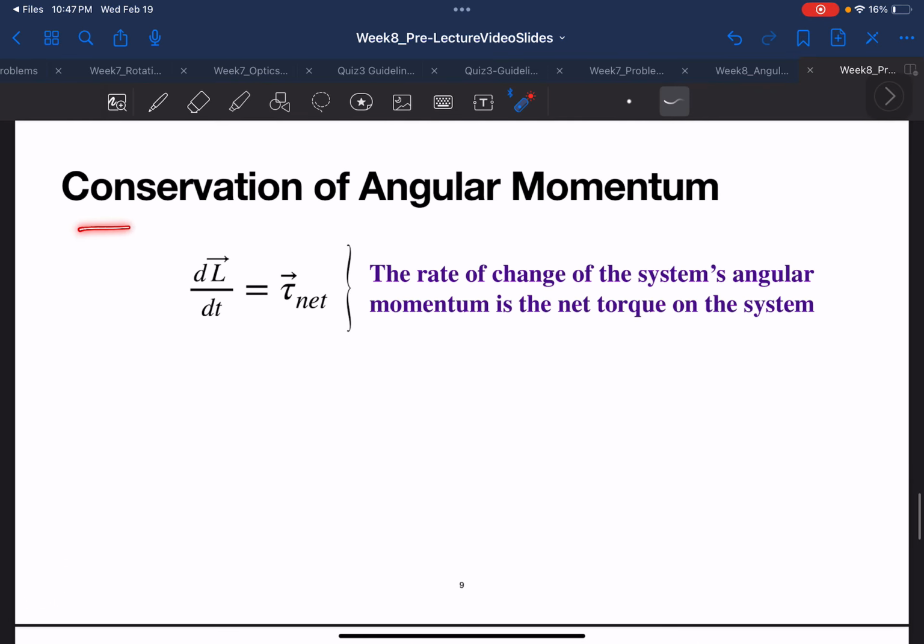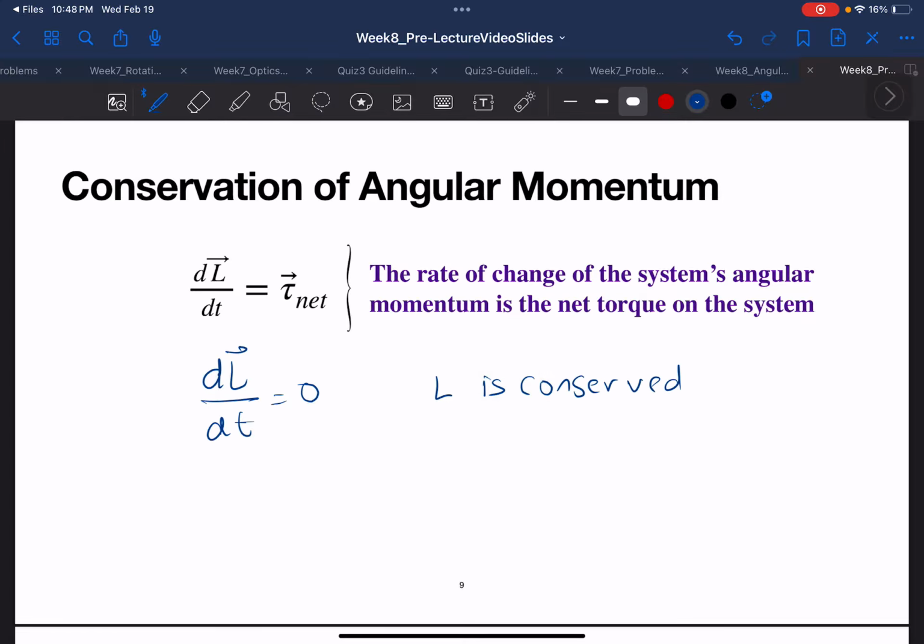Now, what is the condition for conserving angular momentum? We're going to talk about how we get to this, but basically the time rate of change in angular momentum is exactly equal to the net torque applied to the system about some axis. And we learned on Thursday how to calculate torque about an axis. So if the net torque on a system about some axis is 0, then dL/dt would be 0 because net torque applied is 0. That means L is conserved. The angular momentum of that system would be conserved.